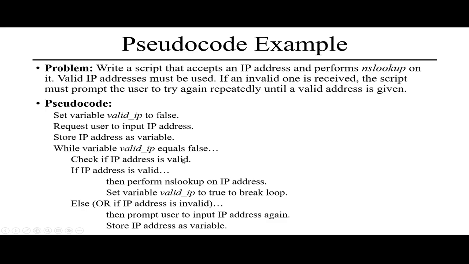We check if the IP is valid. If it's invalid again, we repeat. We check it, and then if it is valid, we run the NSLOOKUP command on it, and then we break out of the loop by changing this variable to true.